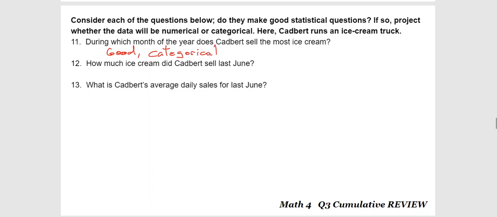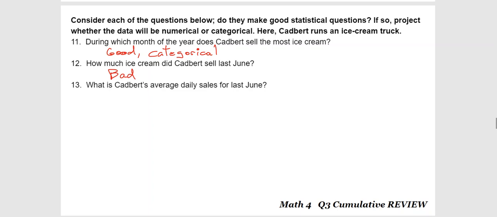When you start answering, your answer is in terms of January, February, or March. Those are categories, not numbers. Numbers are like, what's the average weight of every player on the basketball team or something like that. All right, how much ice cream did Cadbert sell last June? There's one right answer to that. There's no variety to it. You look up the records and there's the bottom line. He sold $1,000 worth of ice cream. And so that's not a good statistical question.